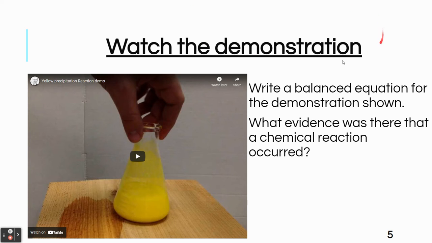The first thing I'd like you to do before you start the lesson is watch this demonstration and write a balanced equation for the reaction that you see in the video, and then provide evidence to illustrate there was a chemical reaction that actually occurred. So watch this video. You'll understand double displacements a bit more if you try out that balanced equation, and you'll also be able to identify what a precipitate looks like when it's formed. And you need that practical experience because eventually you will be doing some hands-on science.